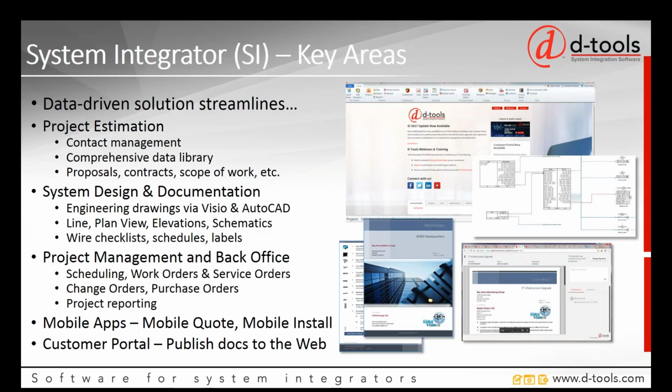So we integrate directly with Visio and AutoCAD, and from this integration, we're able to take that project information and generate very detailed engineered drawings. We can do elevations, plan views, line diagrams, and schematics. Each drawing page represents the data in the job visually. So you can do very detailed point-to-point connections, and from those drawings, generate documentation such as wire schedules, wire checklists, and even wire labels for the entire project.